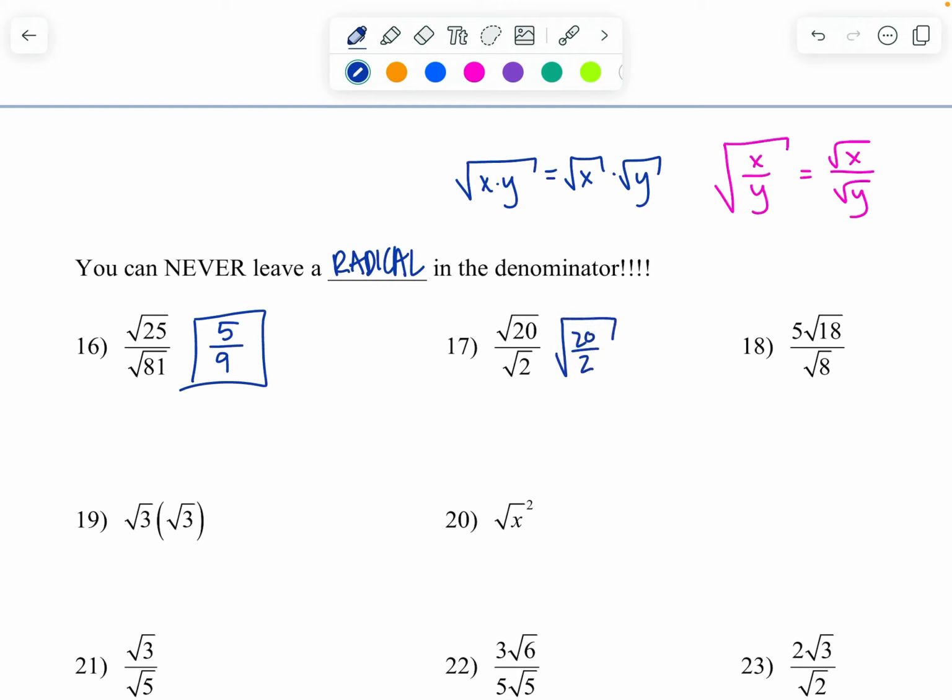20 divided by 2 just gives me the square root of 10. I'm not done. I do need to make sure that when I branch, I don't have any pairs. Nope, just 2 and 5, and so we're done.